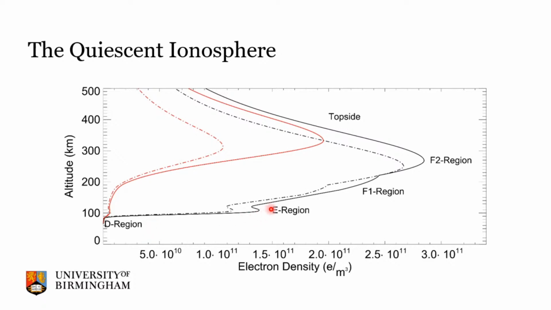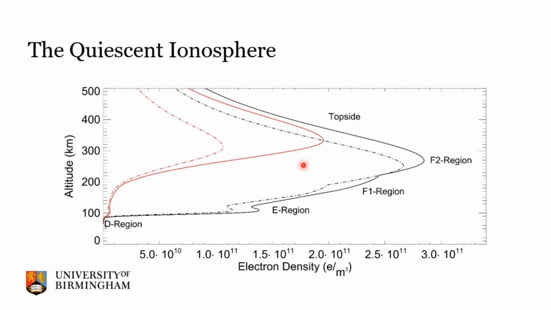Above that, we have the E region, which is mostly made up of molecular ions like N2+, O2+, and NO+. Above that, we have the F1 layer, which is the region where we have the maximum photoionization in the ionosphere. And finally, above that, we have the F2 layer, or the F2 region, which coincides with the maximum electron density, or the maximum plasma density of the ionosphere. Above this peak, the ionospheric electron density decays exponentially into a region we call the top side.